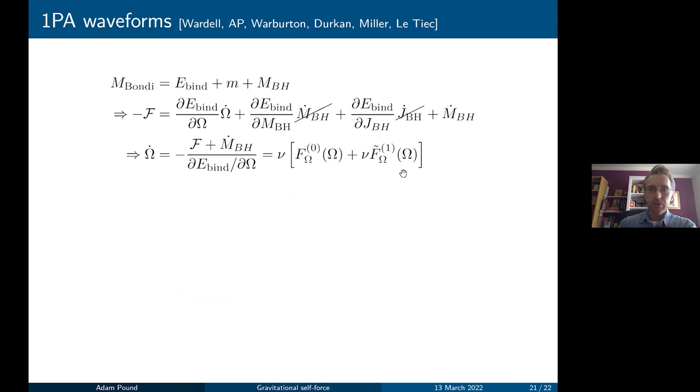Now, at this stage, we do some more approximations. So I said we have complete 1PA waveforms. That's a little bit misleading.